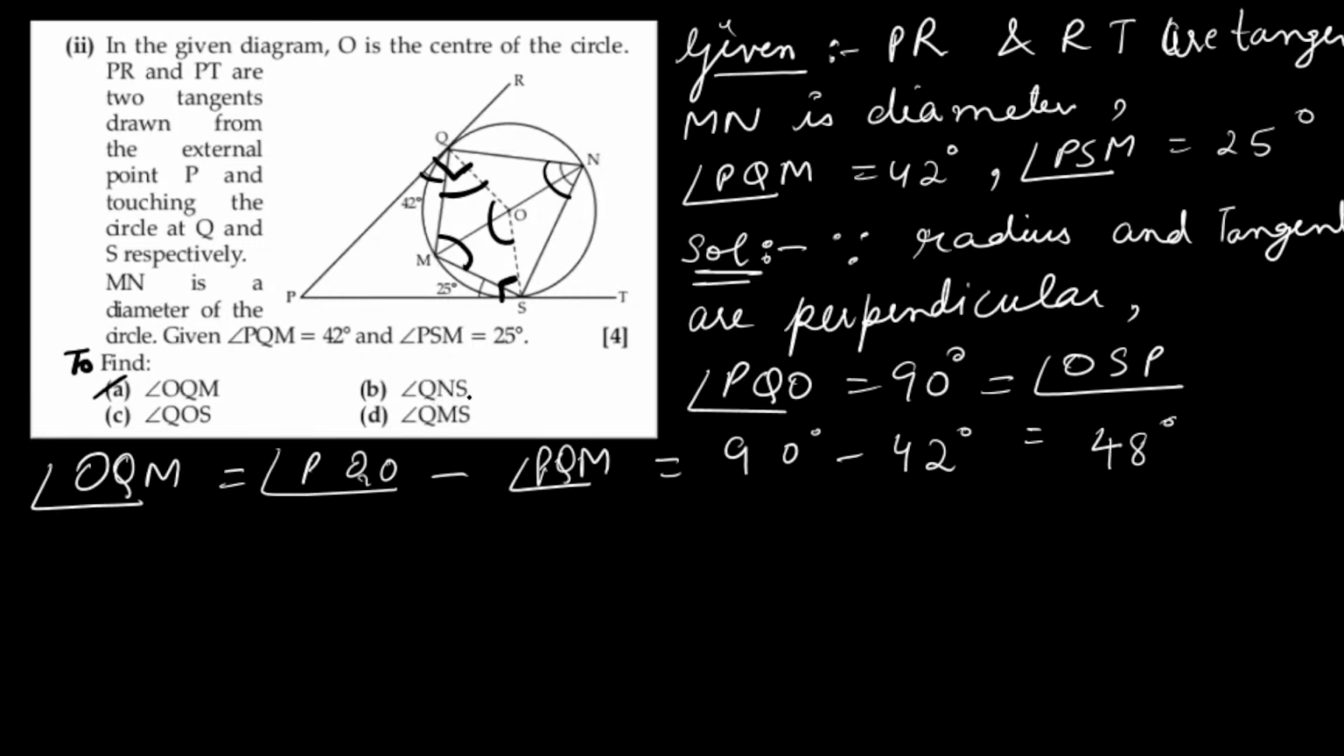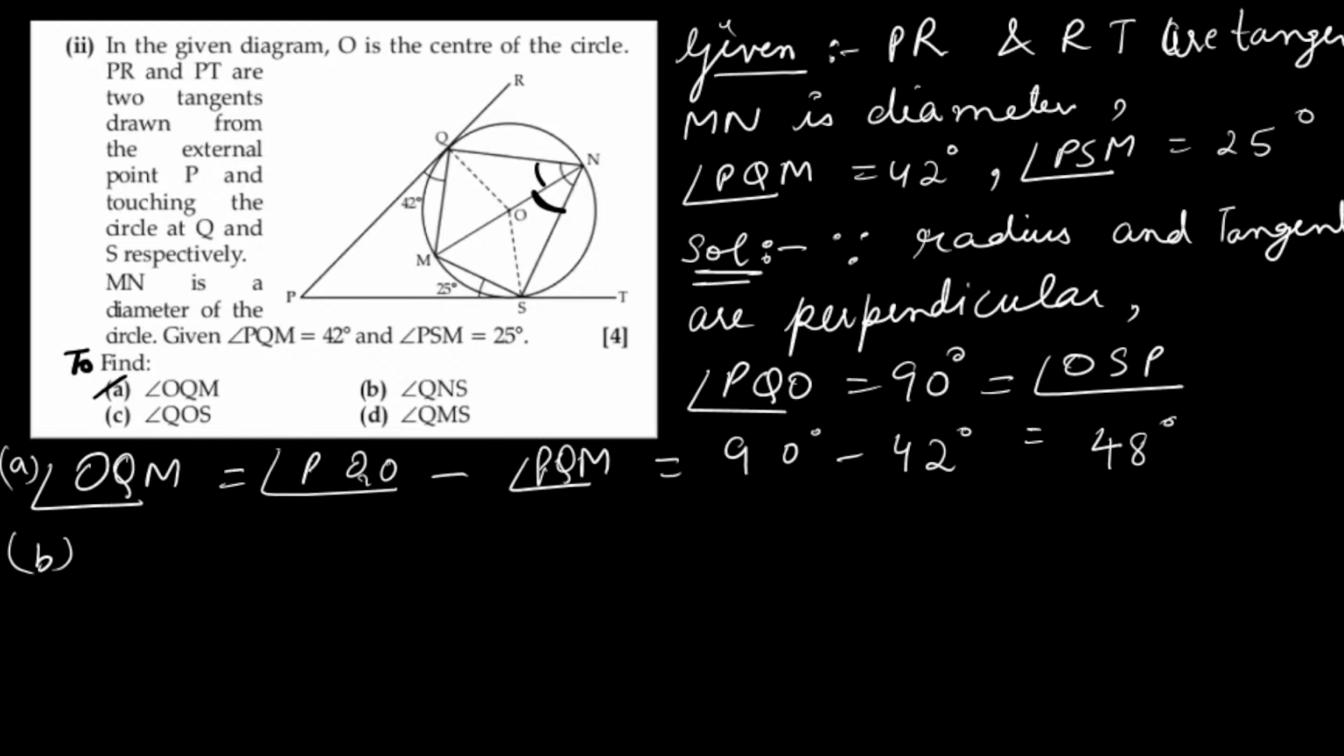Now we have to find QNS. Oh, how to find QNS now? So I'll just clear this thing. QNS is this one, which I have highlighted. QNS is this angle. How to find this angle? So this is A. Now B. It's very simple. You have to be a little bit logical. So QNS, how to find?